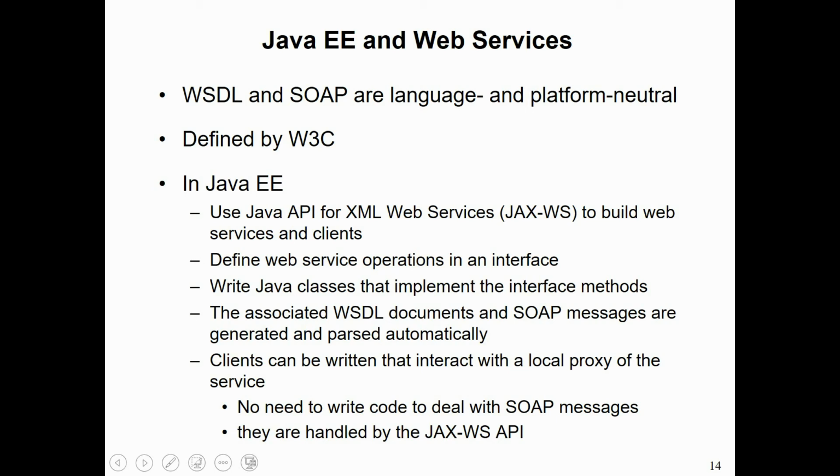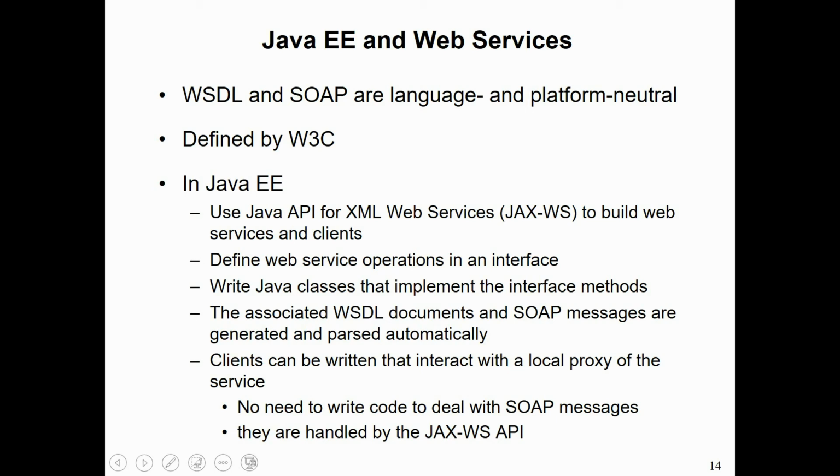WSDL and SOAP are industry standards. We can make use of them in any application, and that's one of the things that makes the non-homogeneity possible. In Java EE, when we're making use of web services, we'll make use of a package called JAX-WS. This is an API that enables the processing of requests to and from web services. And amongst the things that will be done is that we will write Java classes that implement the interface methods, and we can then publish that as a web service.